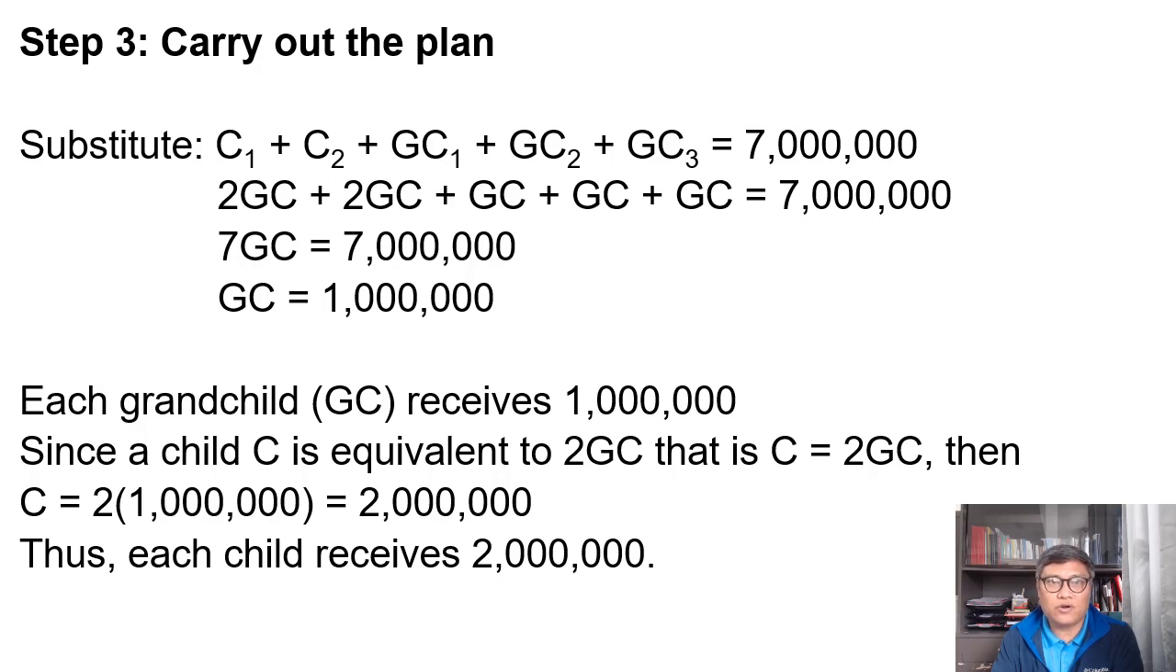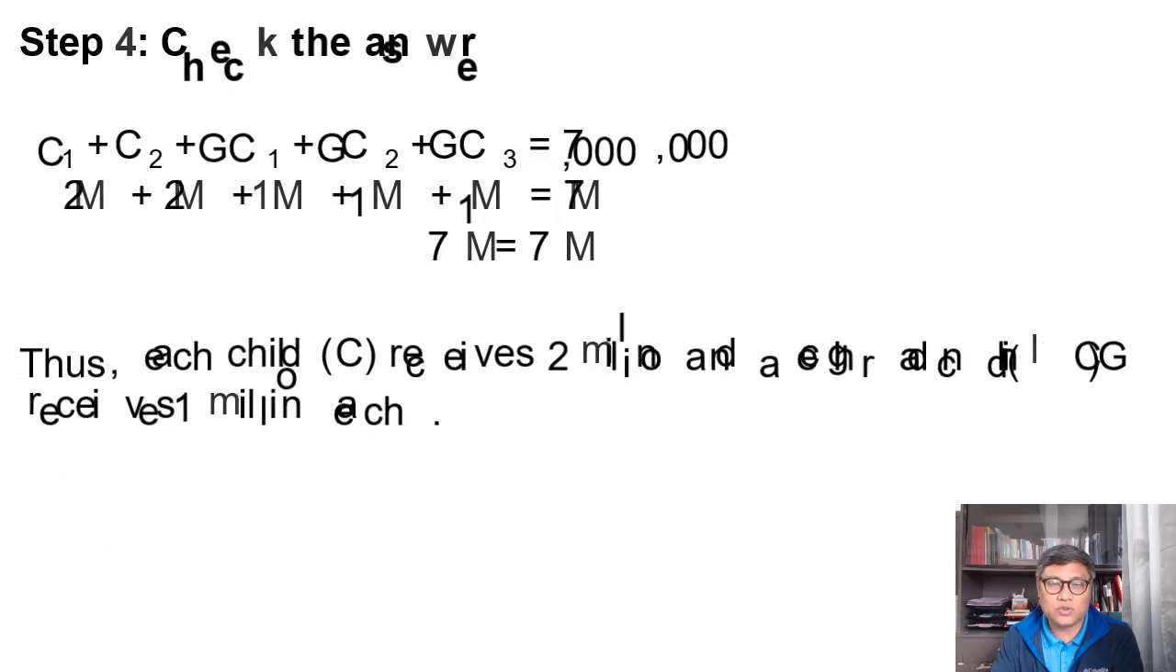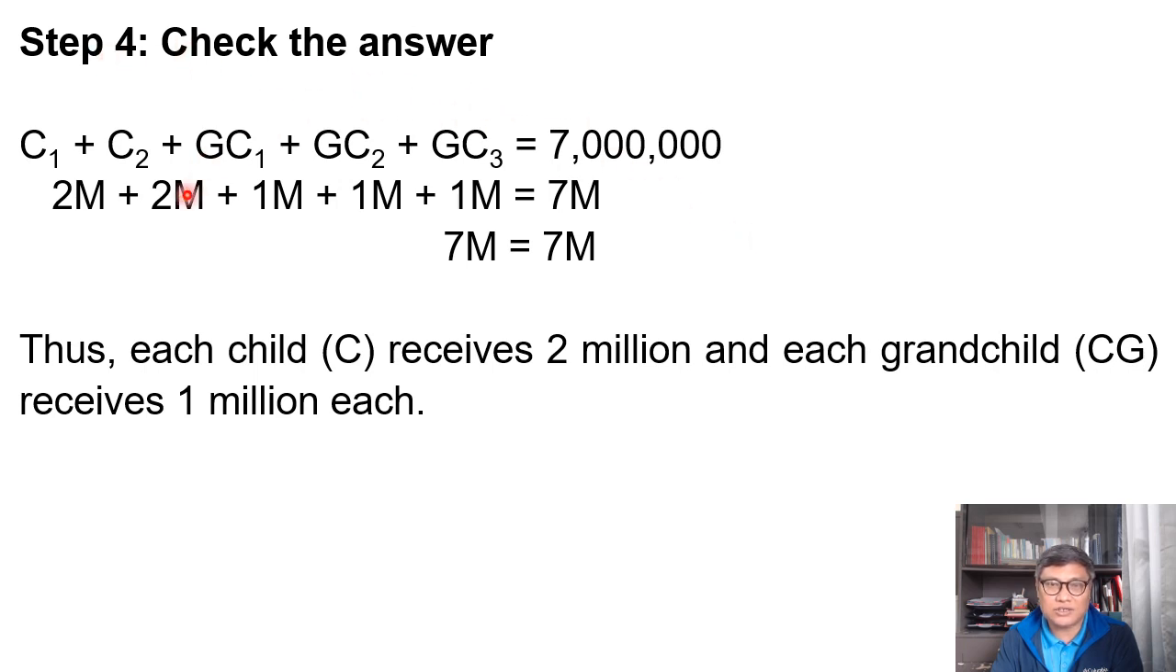So if you're going now to test or to check our answer, each child will receive 2 million, each grandchild will receive a million, which should be equal to 7 million. So 2 million plus 2 million plus 1 million plus 1 million plus 1 million is equal to 7 million. So we were able now to check that our solution is correct. Thus, each child receives 2 million and each grandchild receives 1 million.